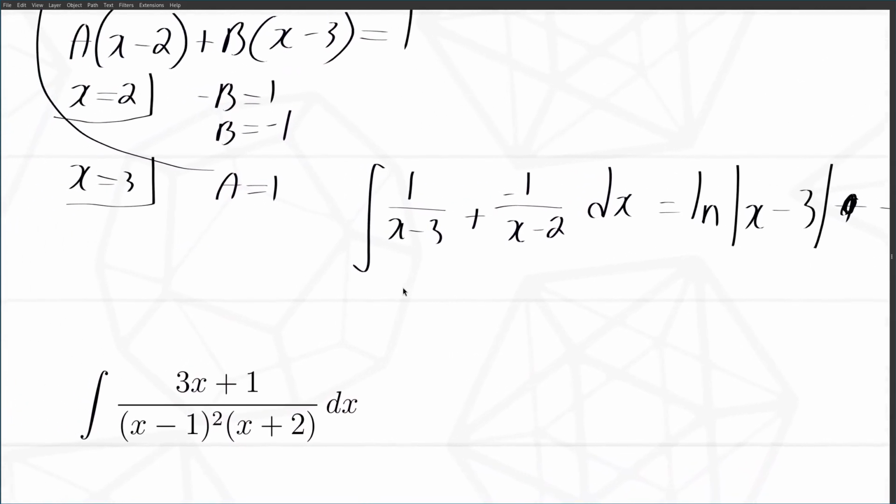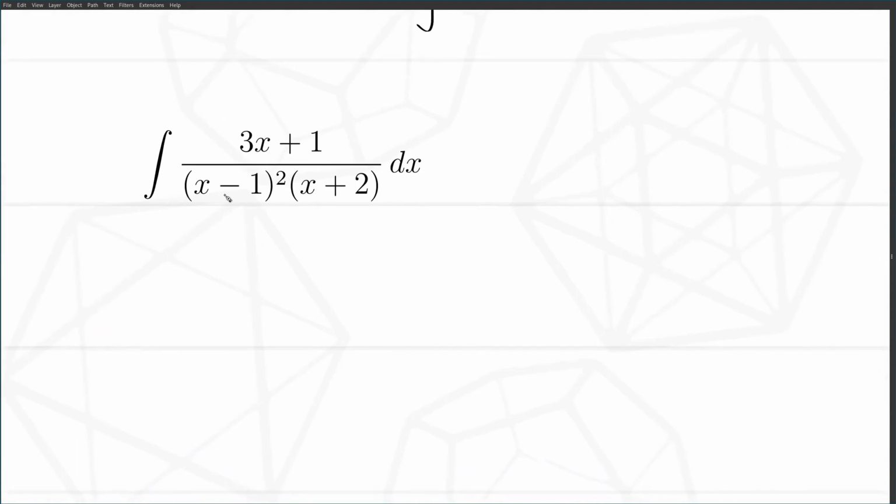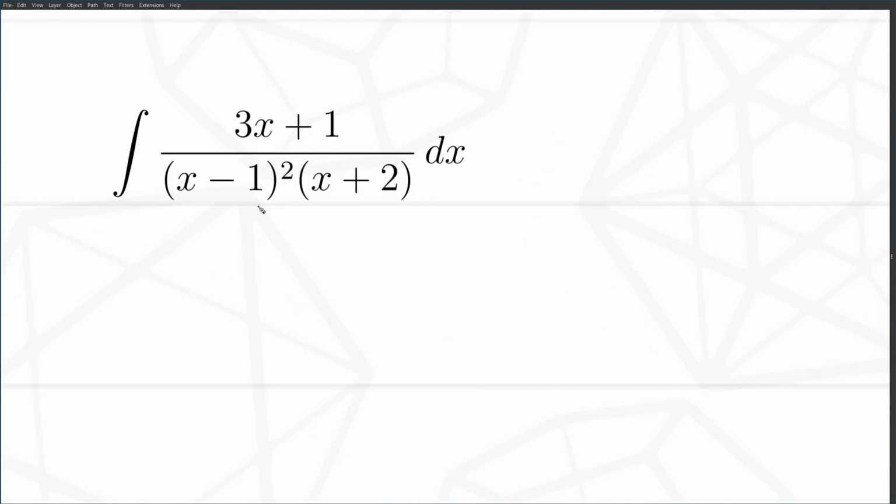Moving on to the next one. This is going to be our final one. All right, so we have the integral of 3x plus 1 divided by the quantity x minus 1 squared times x plus 2. This one's going to be a little more tricky since we have a quadratic term here in the denominator, but nonetheless, it's the same process.